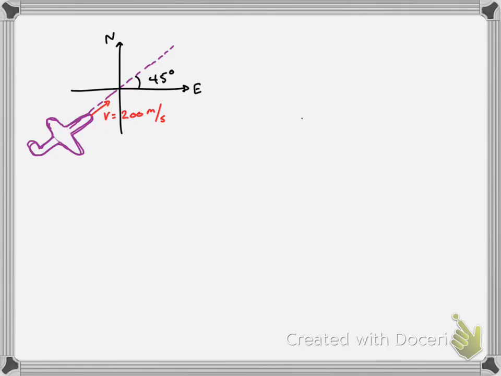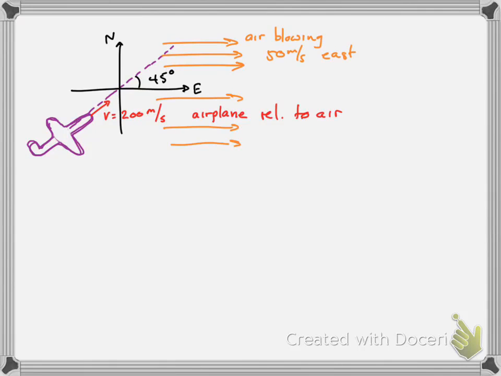And now imagine that the air that the plane is flying in is itself moving. The wind is blowing to the east, let's say at 50 meters per second. That's a high wind, but that's okay. So just imagine that relative to the air, the airplane's going 200 meters per second, 45 degrees north of east, yet the air is all moving to the east at 50 meters per second.